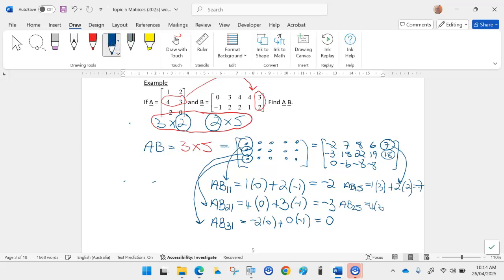That's 4 by 3 plus 3 by 2. That gives me 12 plus 6. That is 18. That's where 18 comes from.